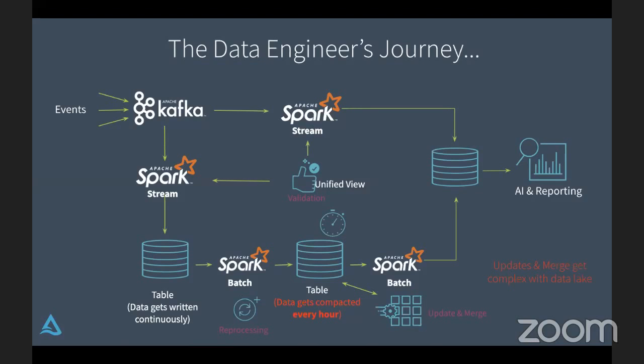It's here where you'll then be able to do updates and merges against that data. And then also if there's any late arriving data, you're able to go ahead and reprocess it at this bottom table, okay? That's right in the middle. Yet another Spark batch process will then take that data from that table, place it into this unified view, so that way you can do your AI reporting, okay?